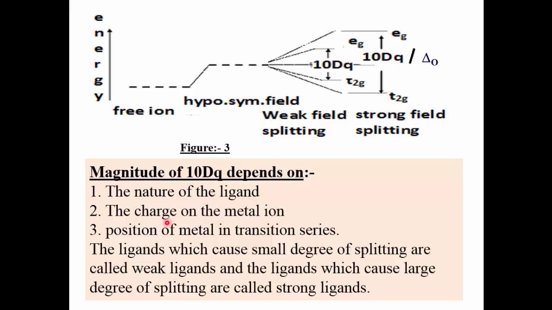Second factor, the charge on the metal ion, and third, the position of the metal in the transition series. The ligands which cause a small degree of splitting are called weak ligands. So this is a small degree of splitting, therefore they are called weak ligands. And the ligands which cause a large degree of splitting are called strong ligands.